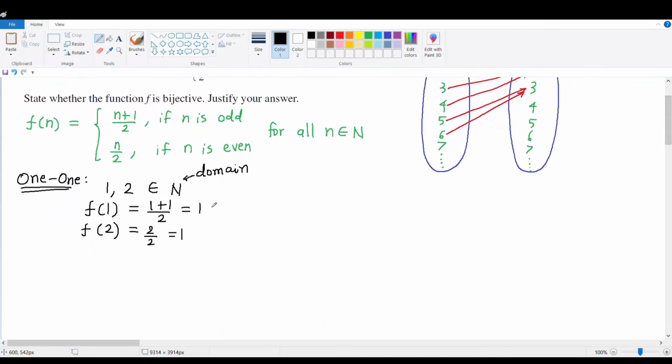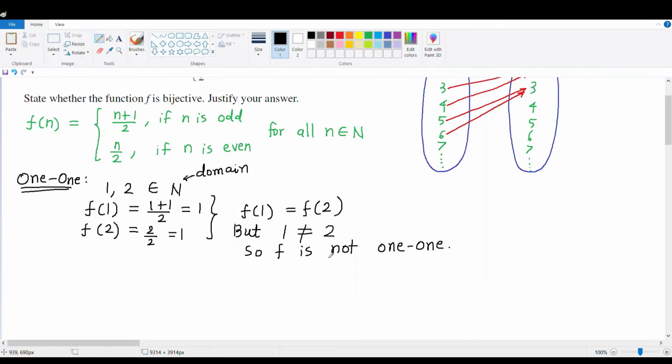Now from this, we can see that f of 1 is equal to f of 2, right? They both are equal. See, f of 1 was 1, f of 2 was 1, but the inputs are not the same. See, here it is 1, here it's 2. So we are going to say f of 1 equals f of 2, but 1 does not equal 2. So f is not one-to-one.